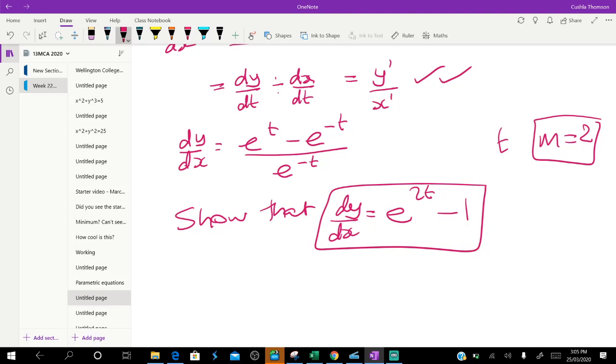Right, Bobby and Cam, I love that you're doing your trig derivative along the side, but can you get back to doing this question here?